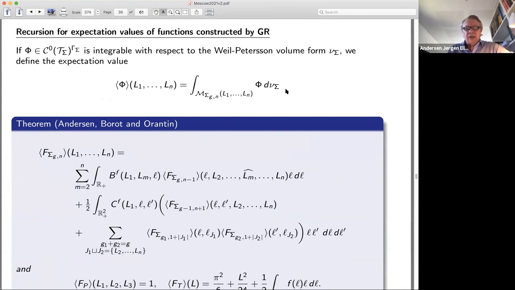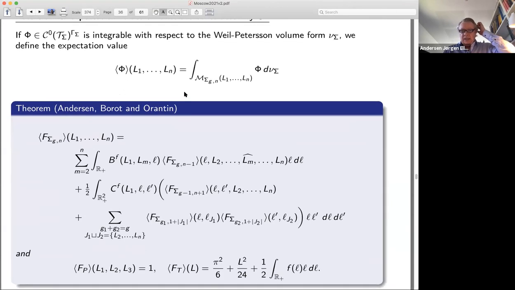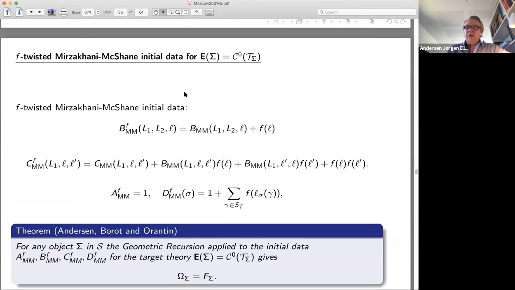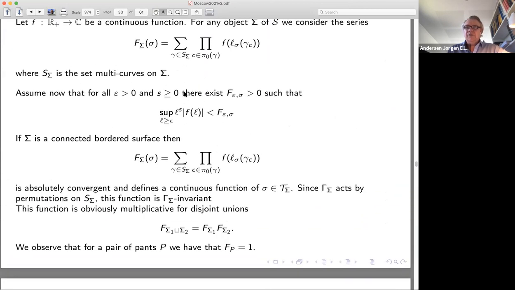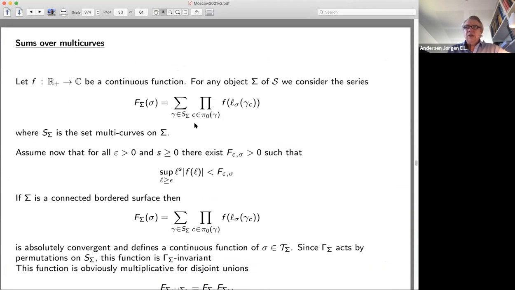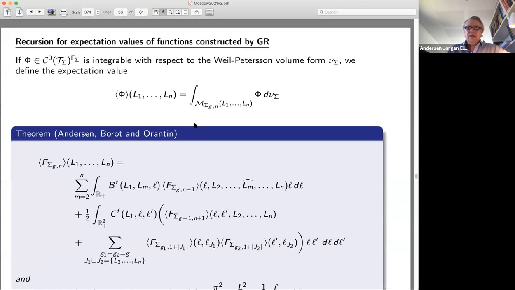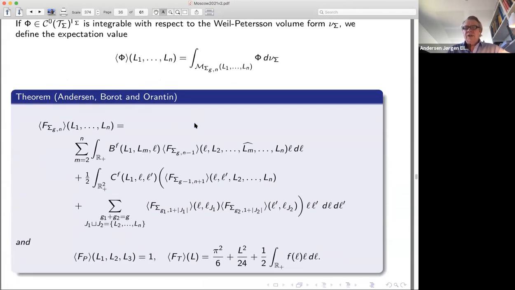Then we can multiply it onto the Weil-Petersson volume form. And if this integral is finite, we can define this function that just depends on the boundary length this way, just the integral. The thing is that if we do this to the functions we just defined before, then indeed the theorem says that there is a recursion for these averages, which is just like topological recursion, right?